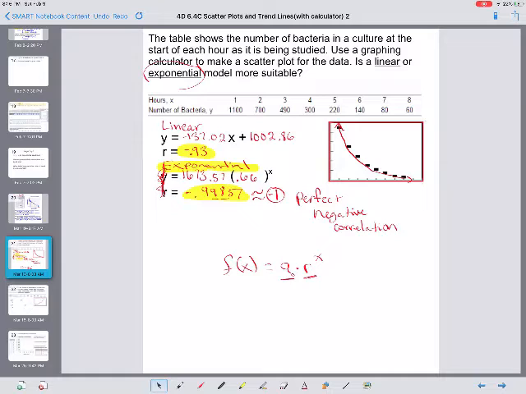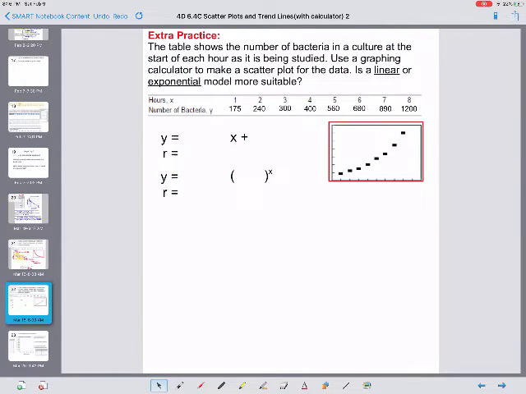I'm going to do one more example here. This is a little bit more practice. So if you feel like you got it, move on to your worksheet. If you need the extra practice, watch the rest of this video. Here I have a different type of bacteria. It looks like this bacteria is growing. It also looks more like an exponential model, but I'm going to compare the two, the linear and the exponential models, just to show you that exponential is probably the best case to use here.